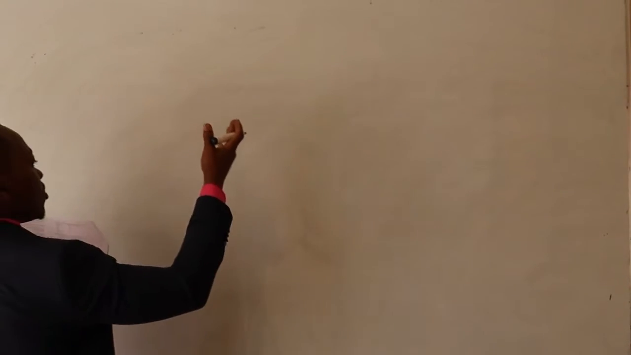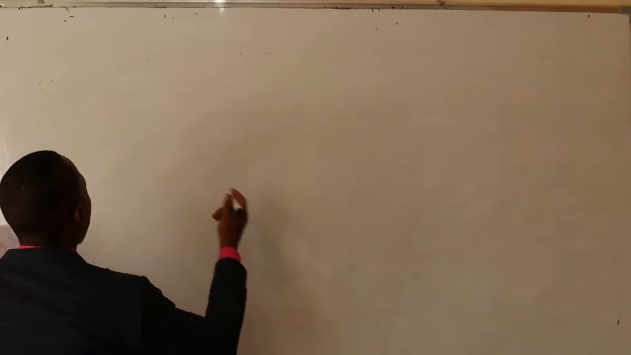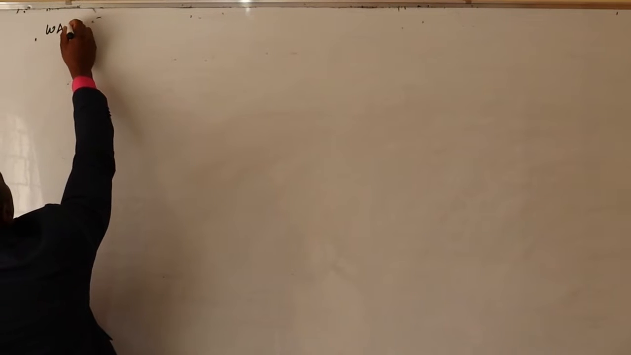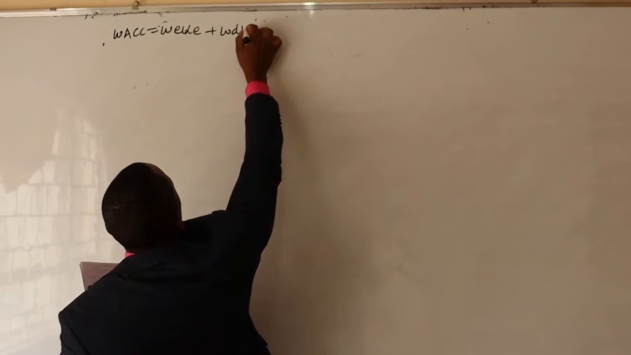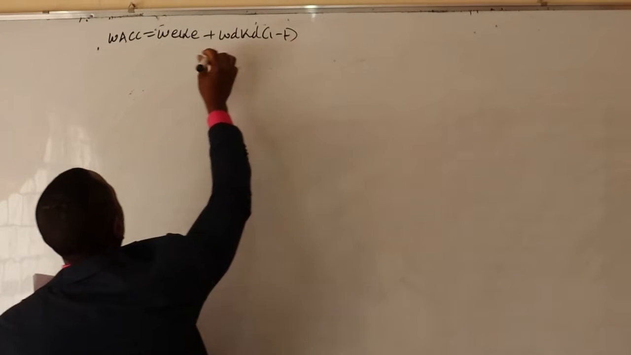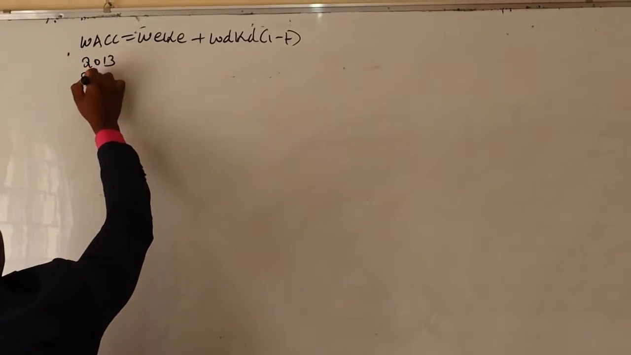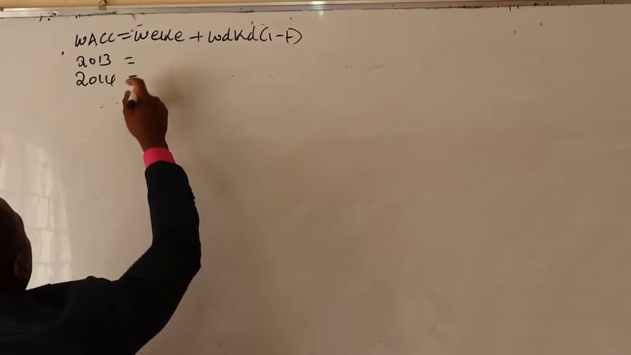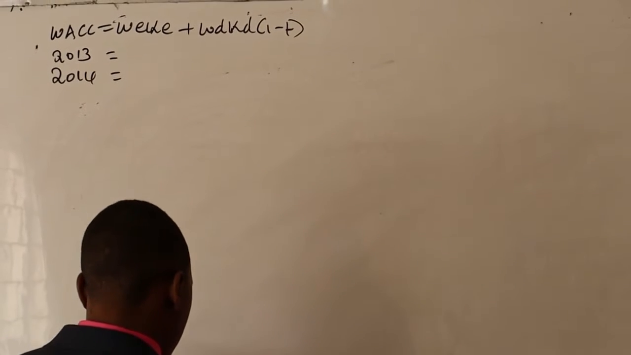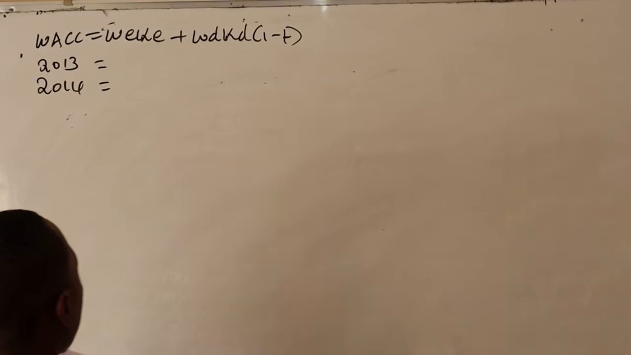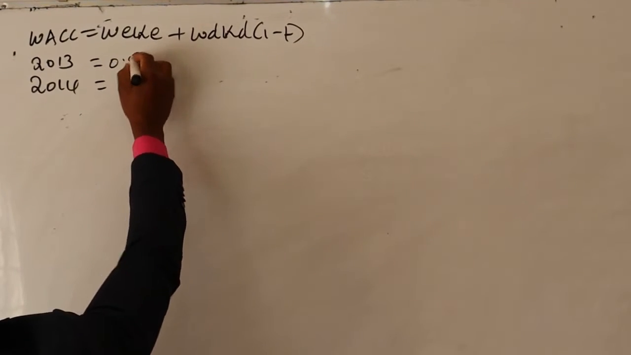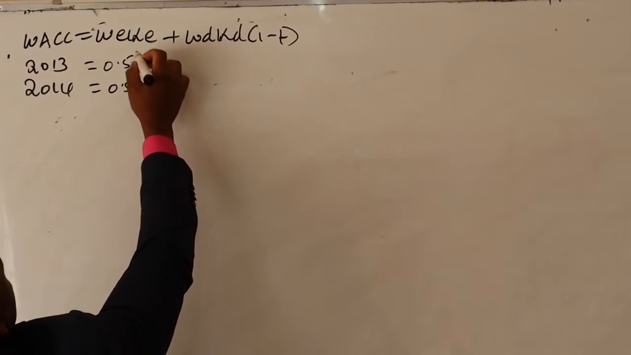This is how we get the cost of capital. We are given the cost of the debt and the cost of equity. So to get the cost of capital, you get the average. WACC is the weight of equity times cost of equity, plus weight of the debt times cost of the debt, times 1 minus the tax. We have year 2013 and we have year 2014. We are told at note number 6 that the target capital structure is 50% equity, 50% debt. So weight of equity is 0.5 times cost of equity.